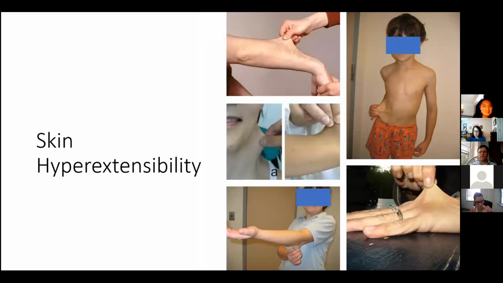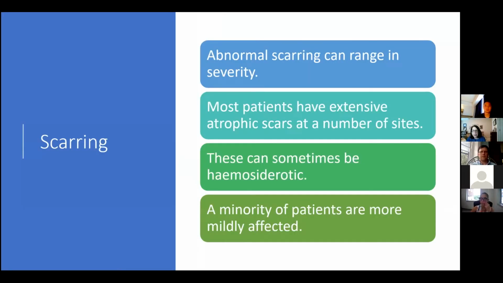So the skin hyperextensibility in the classical type is really the most dramatic skin hyperextensibility of any that we see in the different Ehlers-Danlos syndromes. And this illustrates that skin hyperextensibility. The abnormal scarring can range in severity. Many patients have extensive atrophic scarring at a number of different sites. They can sometimes be hemosiderotic. And a minority of the patients with the classical type of EDS have more mild scarring.